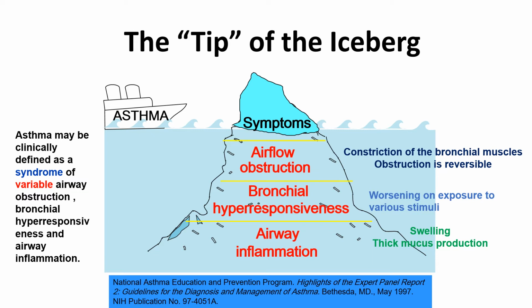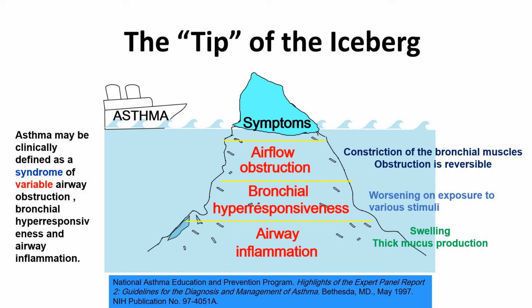So bronchial asthma, rather than calling it a disease, we should call it a syndrome. Bronchial asthma clinically should be called a syndrome consisting of airway obstruction, consisting of bronchial hyperresponsiveness, and also consisting of airway inflammation.